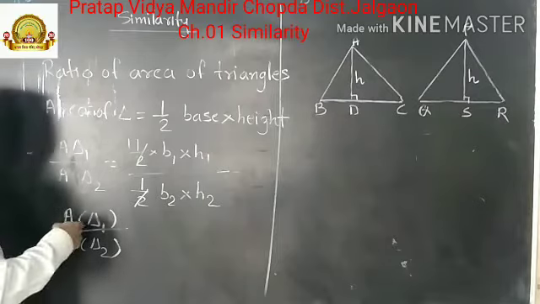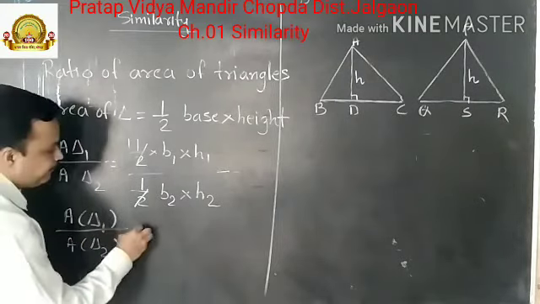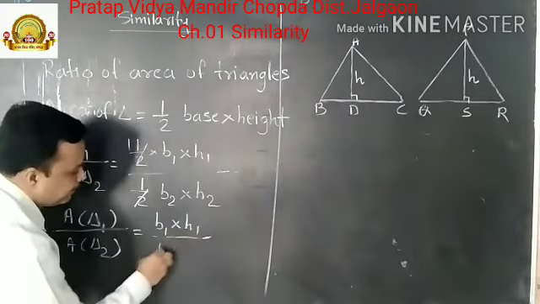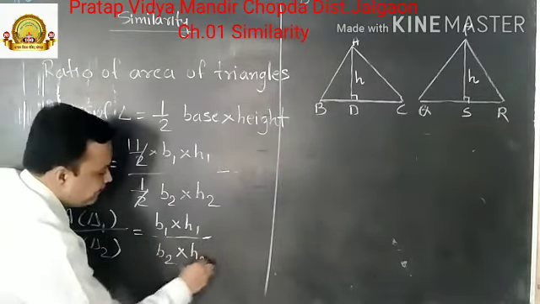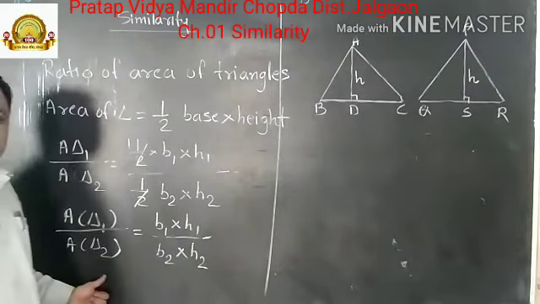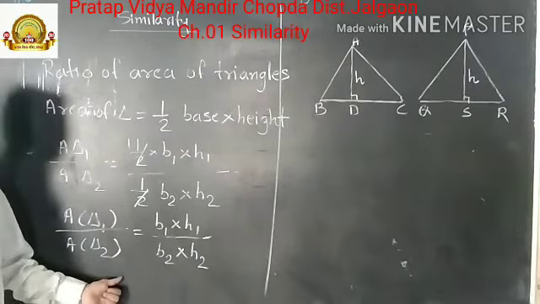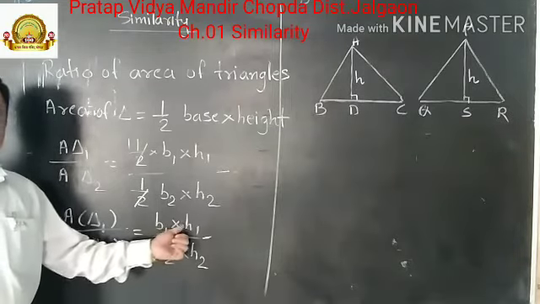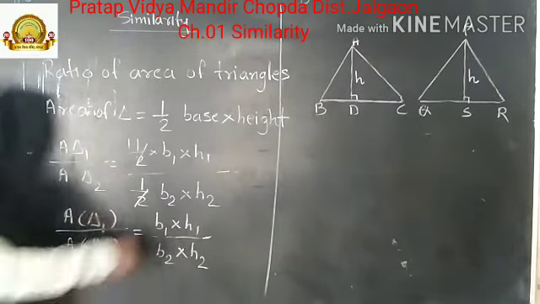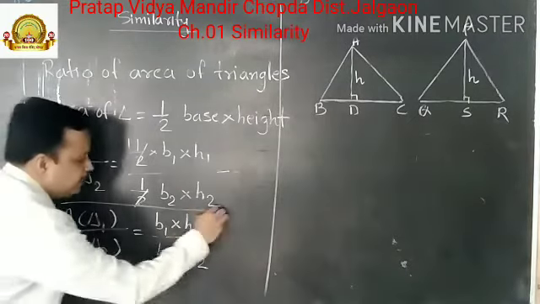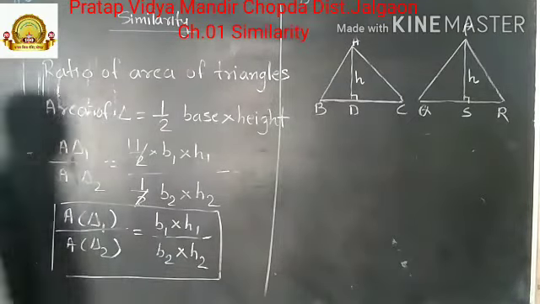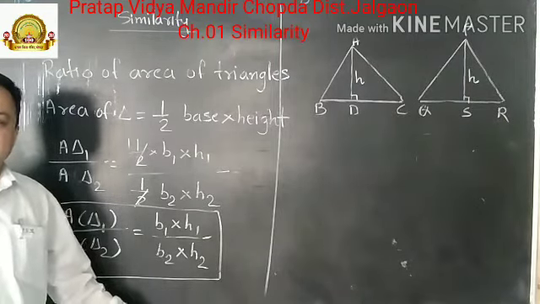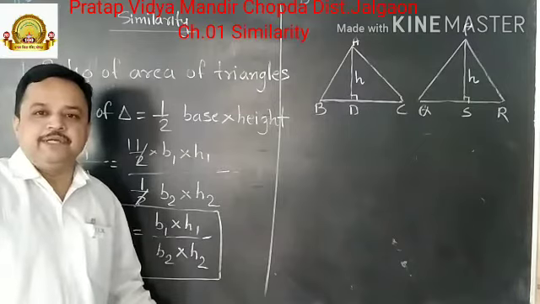The ratio of the area of the first triangle to the second is equal to B1 into H1 upon B2 into H2. It means the ratio of the areas of triangles is equal to the ratio of the product of their base and corresponding height. Now, if we observe this formula, you will come to know that three different conditions can be present. Let us explain these three different conditions.